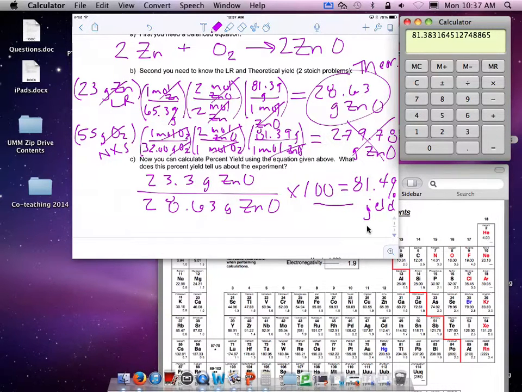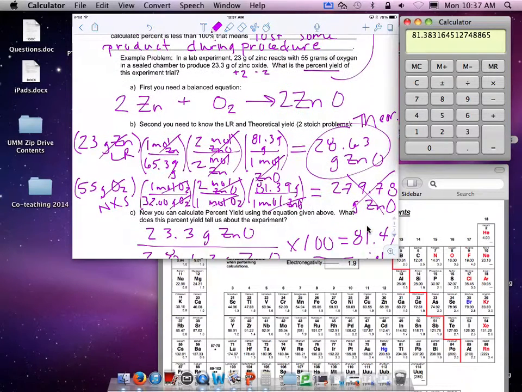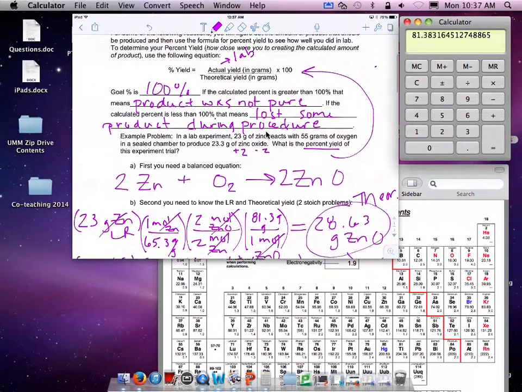So the idea here is that you are using what we know about limiting reactant and what we know about theoretical yield to figure out, well, how good did you do? Did you get all of your reactant or product you were supposed to, or did you lose some, or was it impure? But that is percent yield.